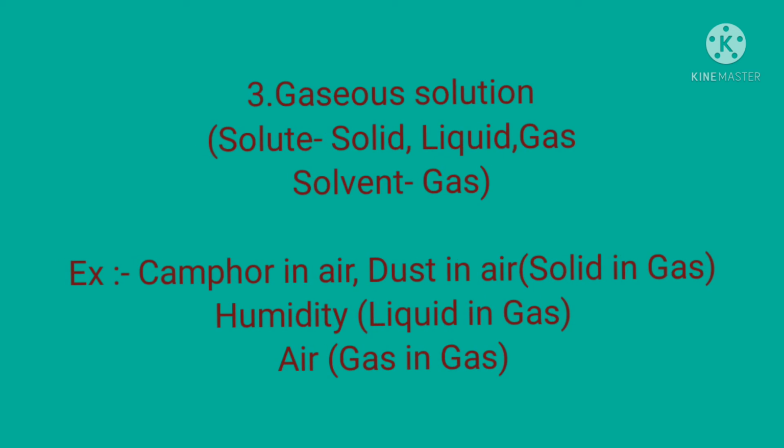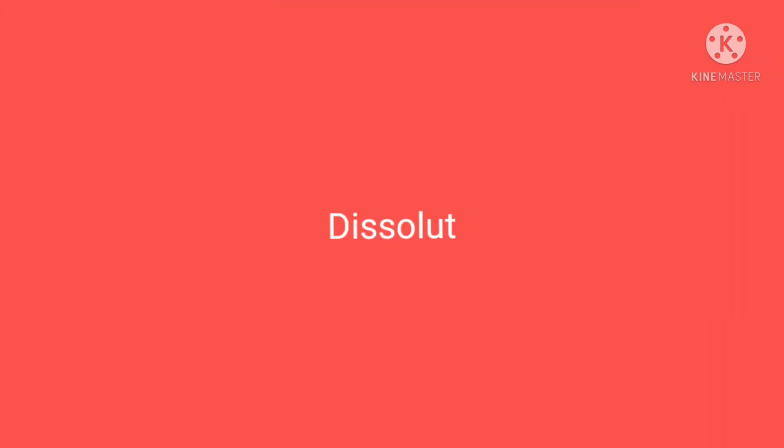And a gaseous solution, where the solvent is a gas and the solute can be in any of the three physical states. Examples are camphor in air, dust in air, humidity, the moisture present in the air, or air itself, nitrogen gas of 78% combined with oxygen gas of 21% and other gases mixed together. They are all homogeneous mixtures, like gaseous solutions.